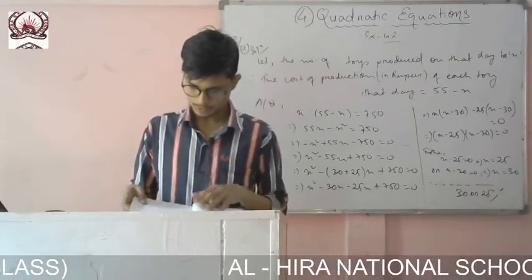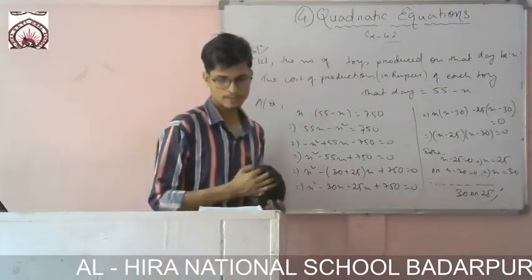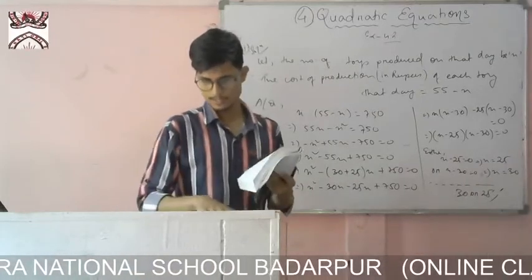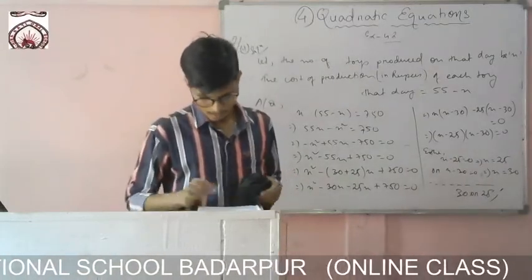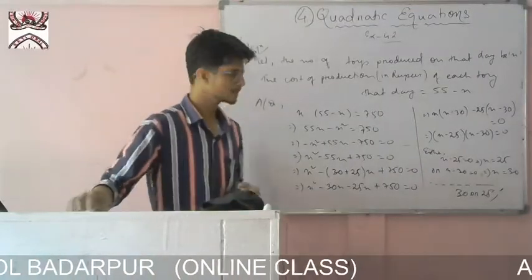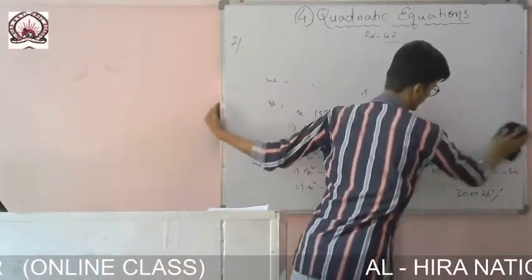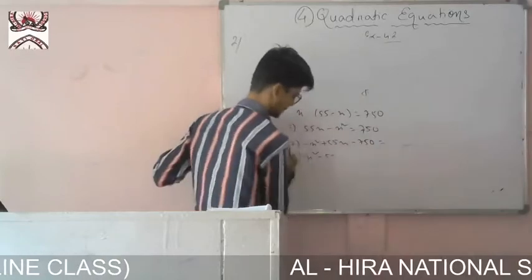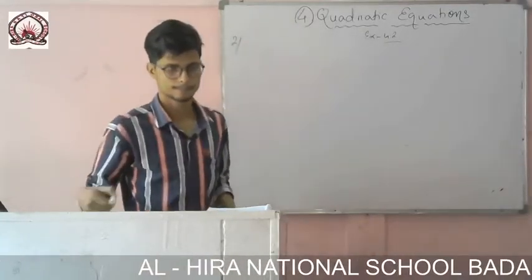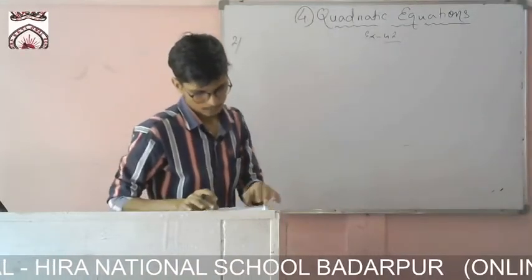Question number 3, exercise 4.2. Find two numbers whose sum is 27 and product is 182. Okay, very easy. So you see here, question number 3.